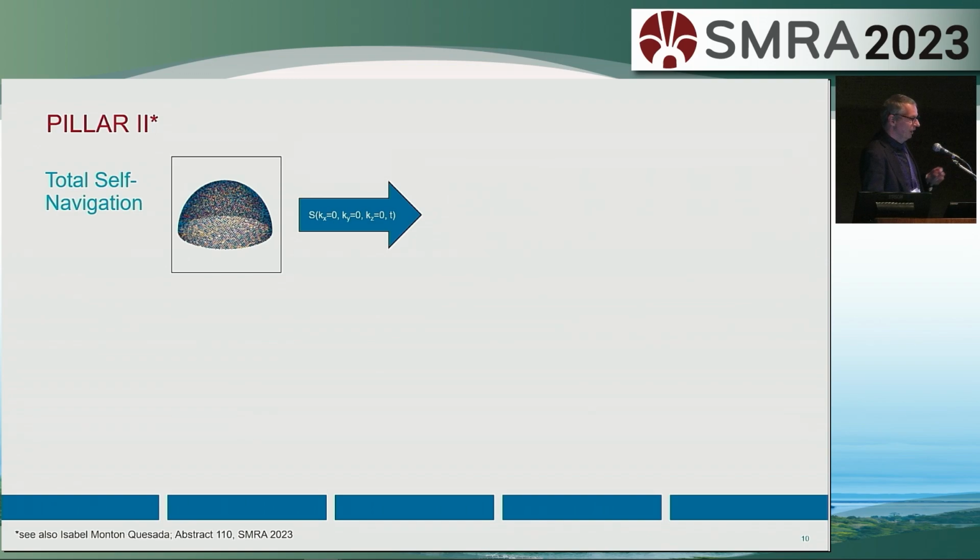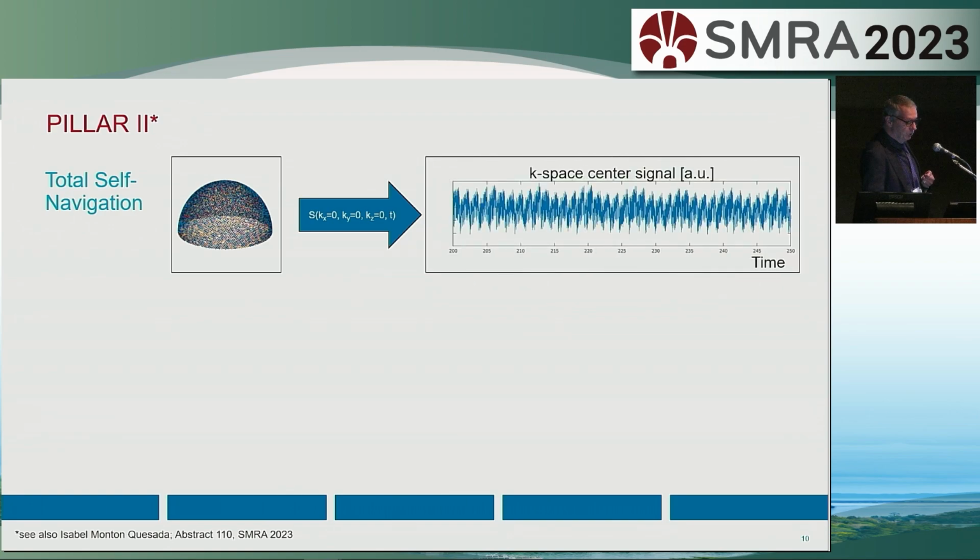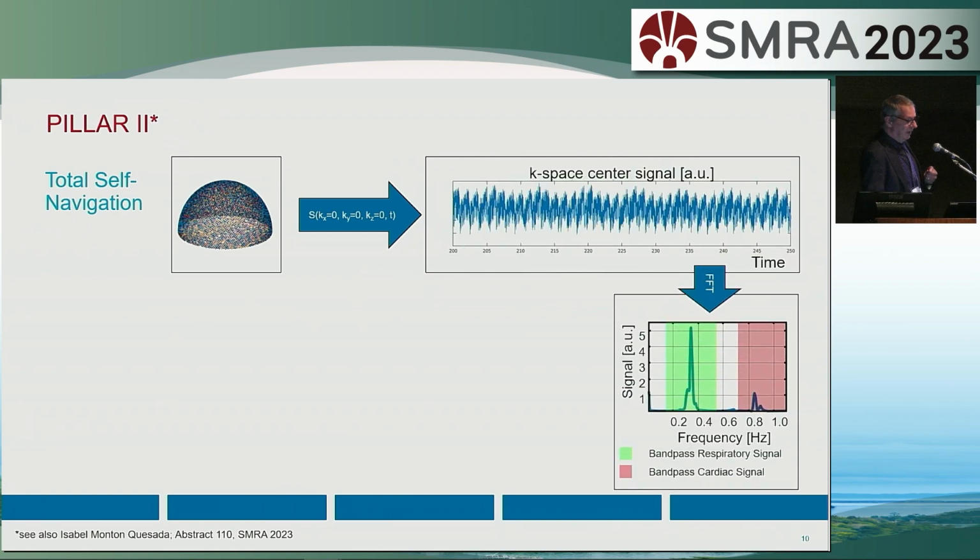For instance, you can go in the center of k-space, look at that signal, and use that to then look at the frequency spectrum of that, and then you can apply filtering, and you can extract the respiratory and the cardiac motion. Right now we have also more sophisticated approaches, and if you're interested in this, you can look at this poster here from Isabel Quesada, which you can go look at in the back of the room, a more sophisticated way of doing essentially the same exact thing.